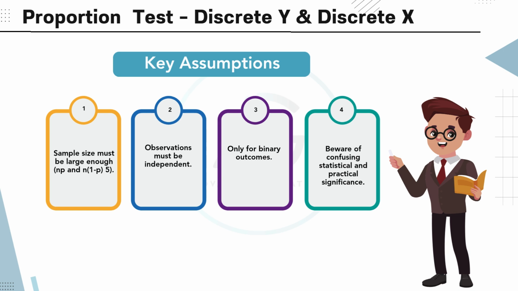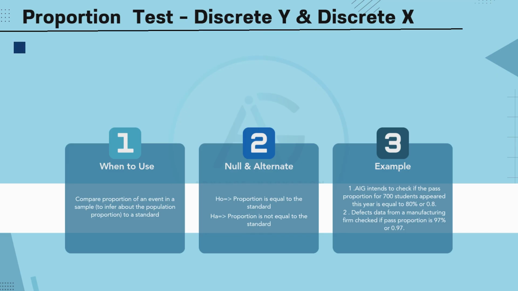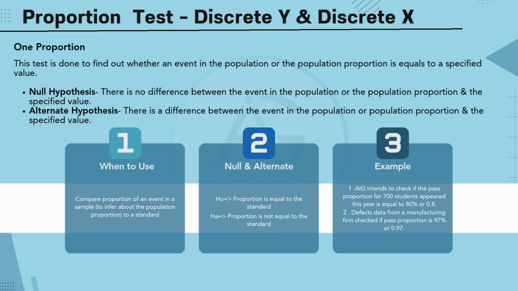Keep these assumptions in mind before proceeding with the test to ensure your conclusions are valid and applicable. Let's take a deeper look at the one-proportion test. This test is used to determine whether the proportion of an event occurring in a sample differs significantly from a specified or historical value. We use it to make inferences about the population proportion based on sample data.